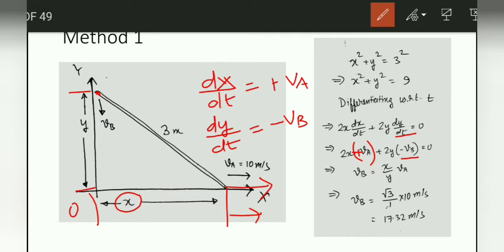After rearranging we get vb is equal to x by y into va. Now what is x? x was √3 meter and y was 1 meter. The velocity of B won't be constant. A is moving at 10 meter per second, which is constant, but vb will change according to the ratio of x and y. At that particular instant when x is equal to √3 and y is equal to 1 meter, vb is equal to √3 by 1 into 10, that is 17.32 meter per second.